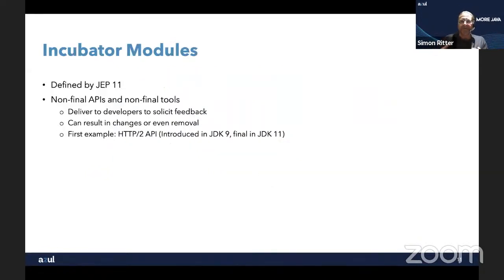Now, one of the other things that's been really good about the switch to a faster release cadence for the JDK, and we'll talk about that in a moment, is that we now have the ability to include what are called incubator modules. Incubator modules are defined through a JEP, JEP 11. The idea is to allow for non-final APIs and non-final tools.